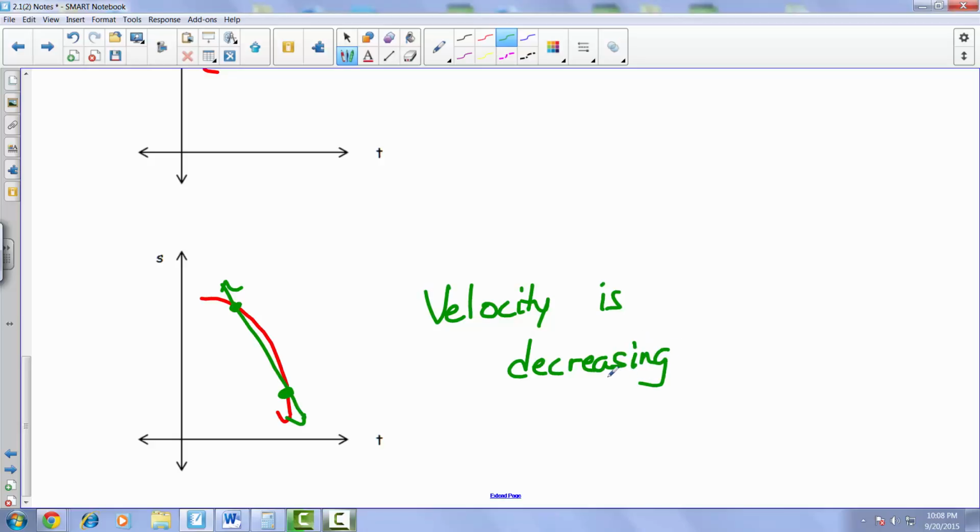So again, that was just kind of a recap and just to look at some of the different graphs and what their velocities actually look like from our 2.1 number 2 set of notes.